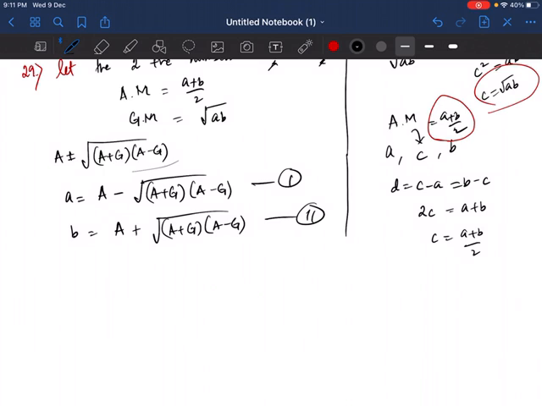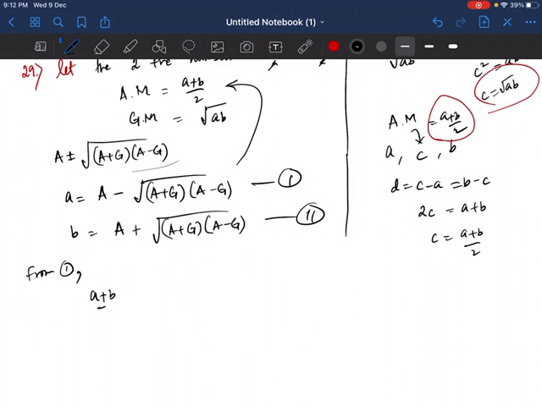So we have this first expression, A minus this thing. Let us put these values of AM and GM in here. From 1, in order to prove 1, in place of capital A, what are we going to write?